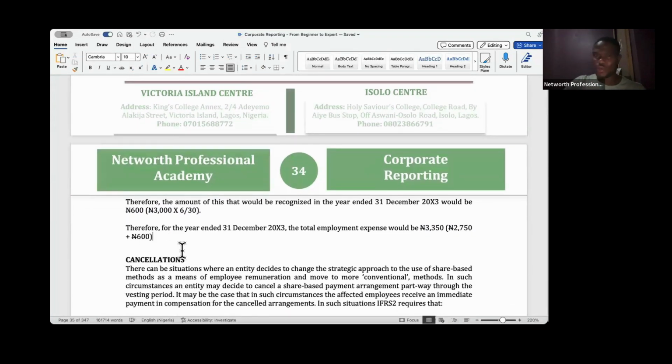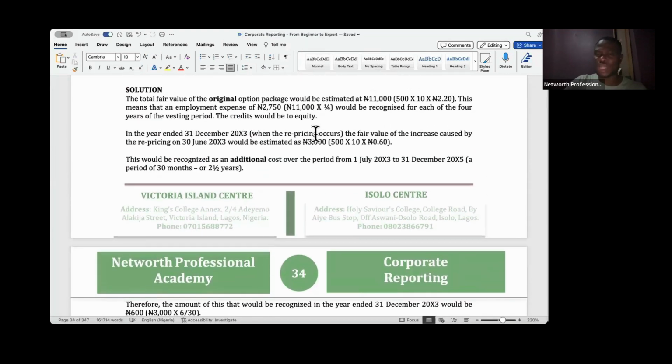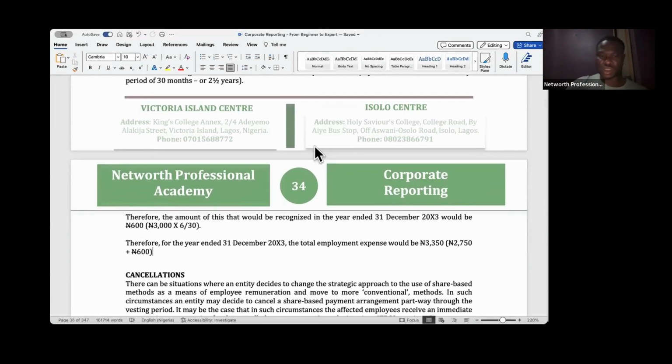Now, I want to try you. I want to see whether you even understand anything I'm saying here. So let me pause a bit. They didn't give us an estimate for 2004, so let me give you. Let's say all the 10 will still vest at the vesting date. So at the end of 2004, they estimate that all the 10 employees will vest at 31st December 2005. So I want you to tell me, considering this repricing, how much will be recognized as employment expense in 2004?